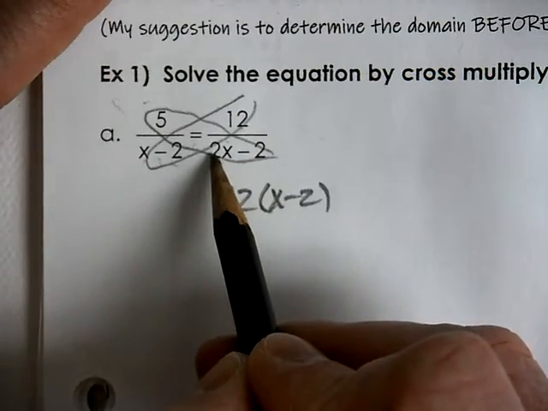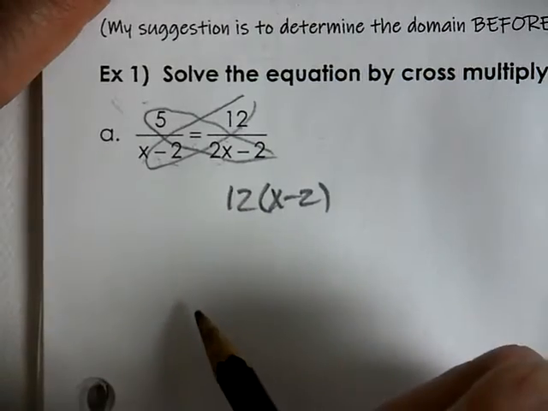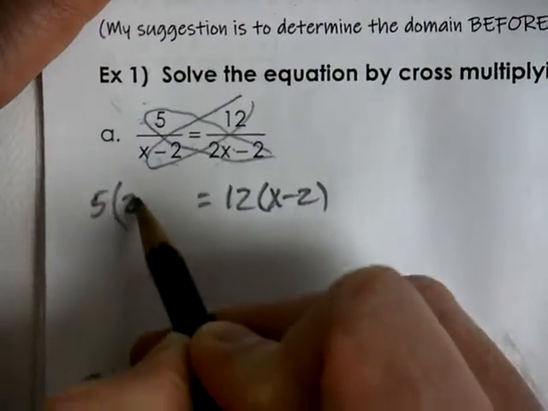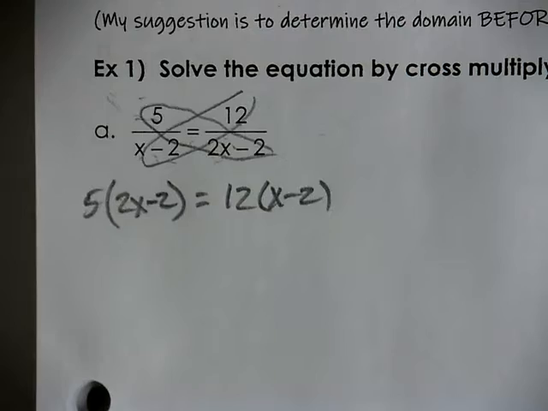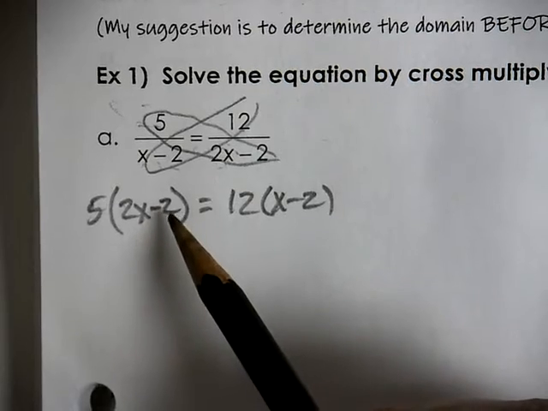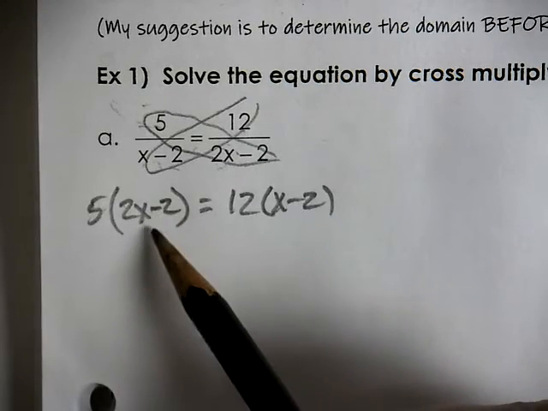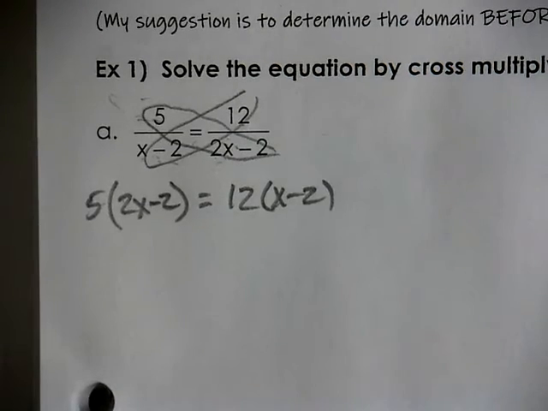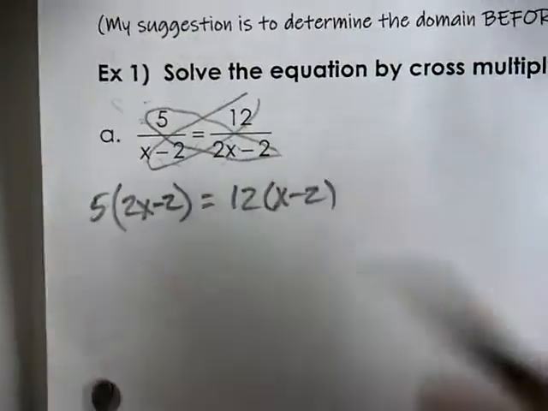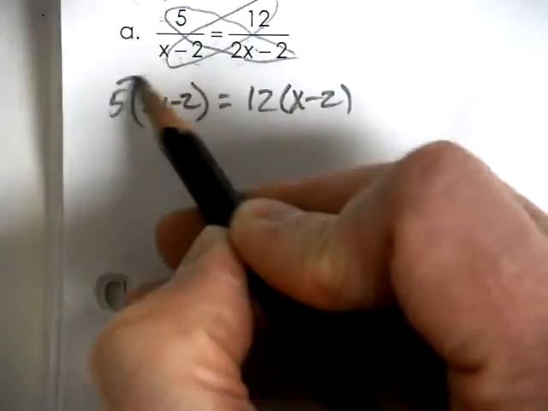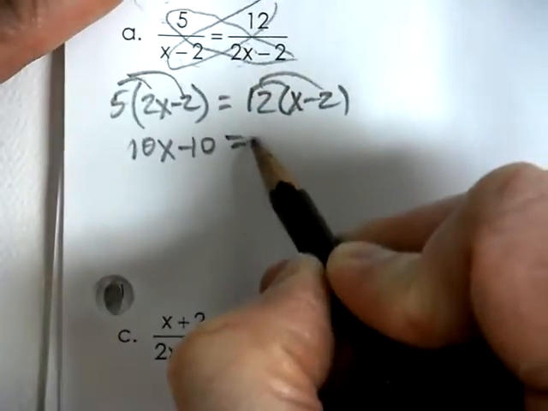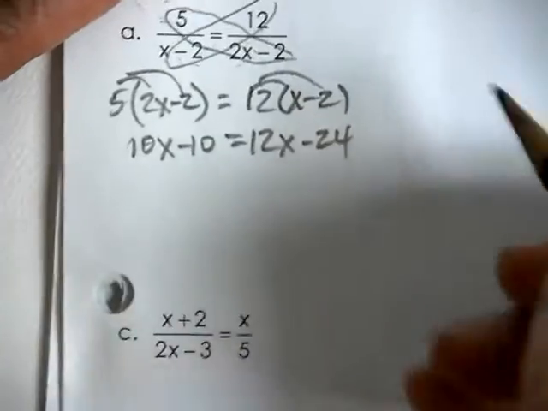Then we're going to multiply 2x minus 2 to both sides of the equal sign. And essentially, cross products allows us to focus on 5 times 2x minus 2. Some of you might notice that this had a factor of 2 in it. We could have pulled that out, but that wasn't going to change our answers dramatically, so we could have reduced it with the 12, but we're just fine. Distribute gives us 10x minus 10, and distribute gives us 12x minus 24.